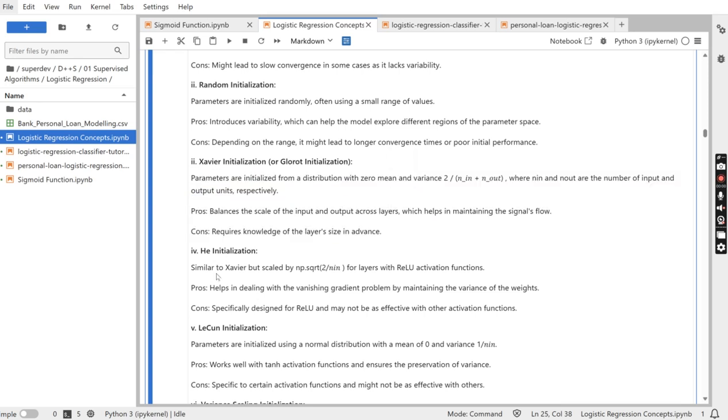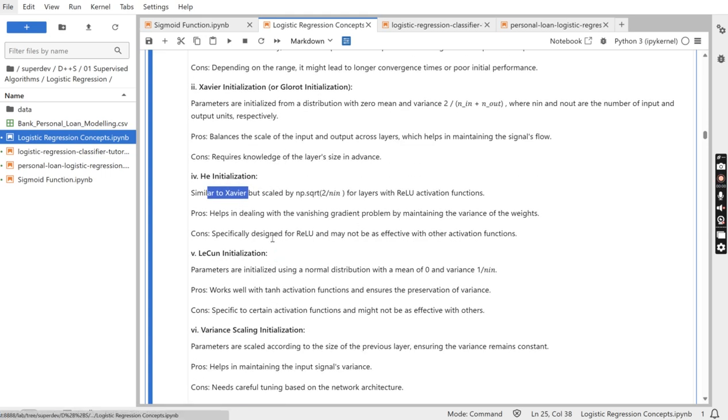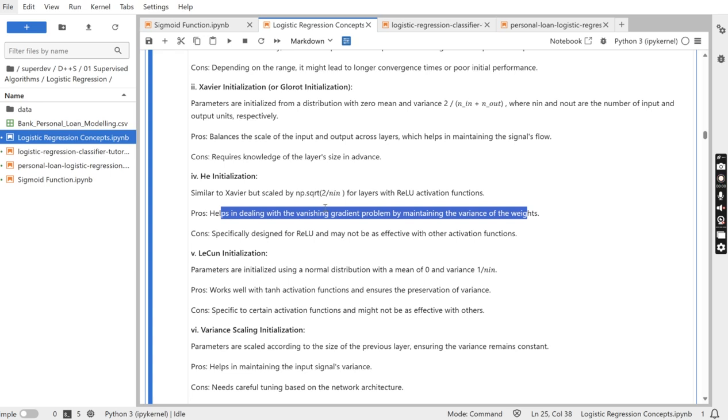Okay, next is He initialization, very similar to Xavier initialization, but here instead of taking 2 divided by number of inputs and outputs, they rather take square root of 2 divided by number of inputs, and this is mainly used for ReLU activation. So for ReLU activation they have to use m values, right? To calculate m values they make use of these methods. And this helps in solving one of the major problems, the vanishing gradient problem. So that is a very big interview question if you talk about neural networks. So that is how it is solved.